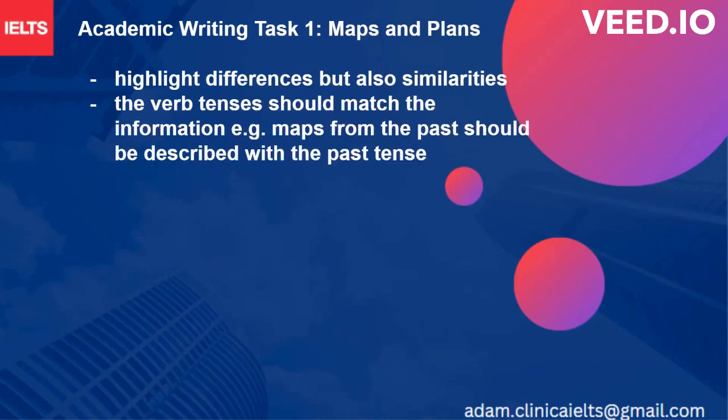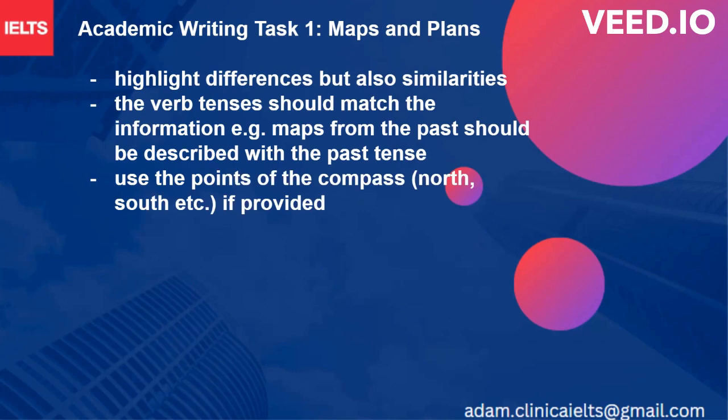The verb tense you use should match when the map is from. That is to say, if I'm describing a map from the past, I should be using the past tenses to describe the map. If I'm describing a map from the present, present tenses. If I'm describing a map from the future, future tenses. That's very important.